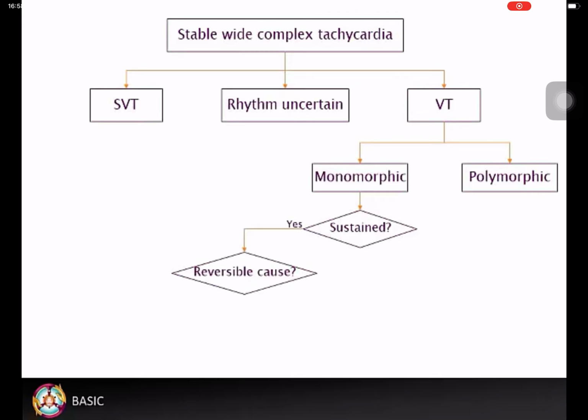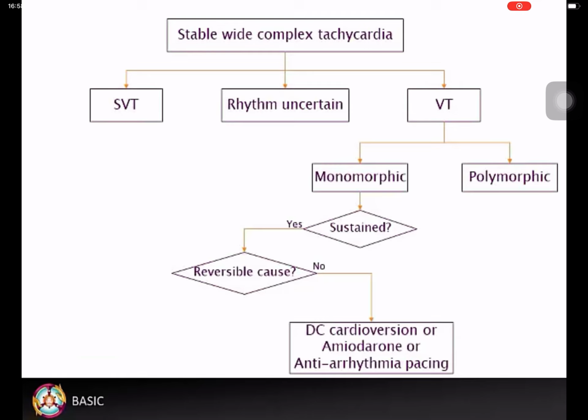If it is sustained, look for and treat any reversible cause. Otherwise, or if necessary in addition, treat with DC cardioversion, amiodarone, or anti-arrhythmia pacing.